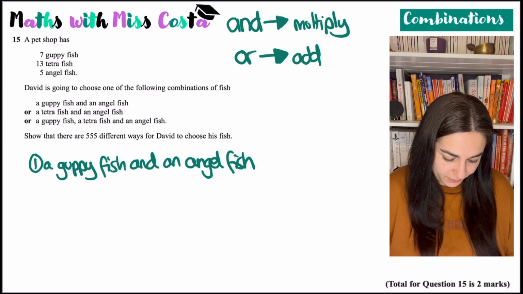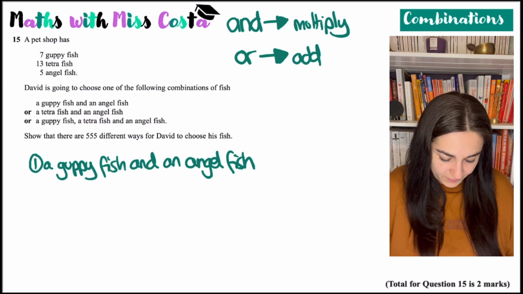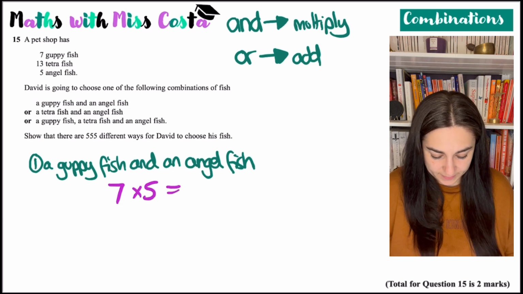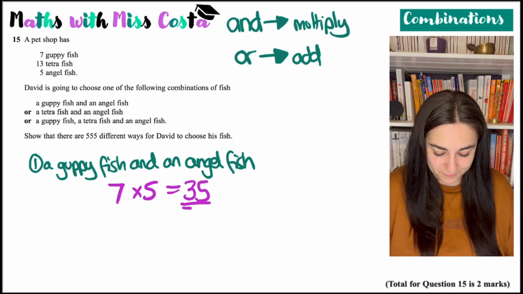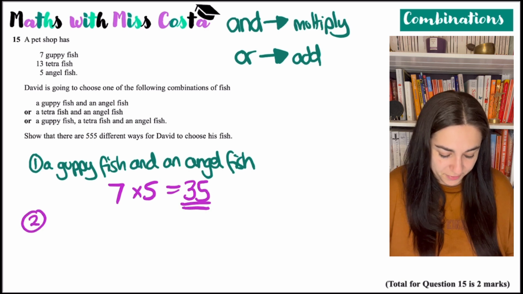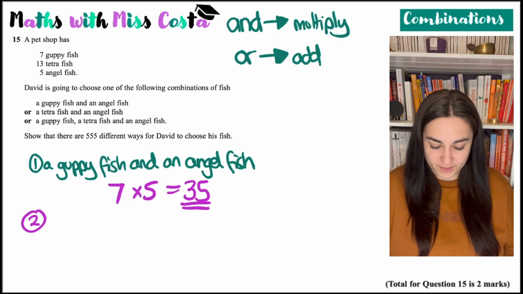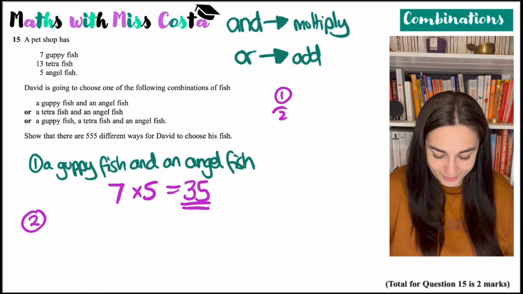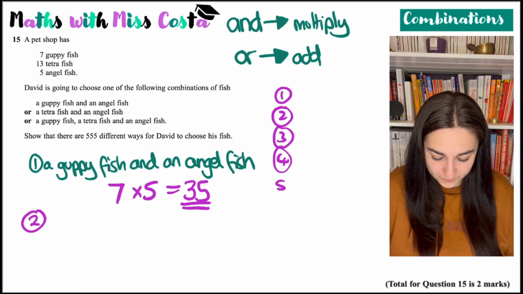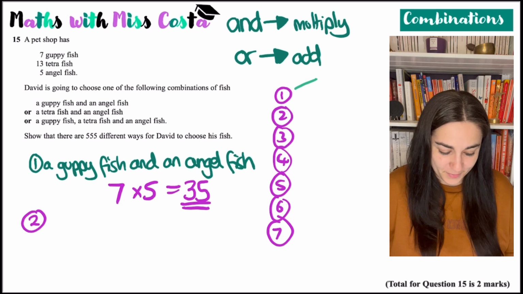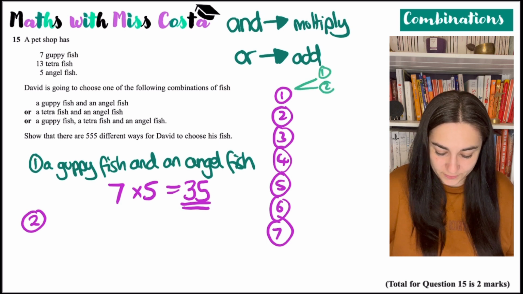So a guppy fish, there are 7 guppy fish, and there are 5 angelfish. So 7 times 5 is 35. So I have 35 combinations, 35 possible options, because each guppy fish, so let's just say guppy 1, guppy 2, guppy 3, 4, 5, 6, 7. Each of these little guppy fish I can combine with angelfish 1, angelfish 2, angelfish 3, angelfish 4, angelfish 5.